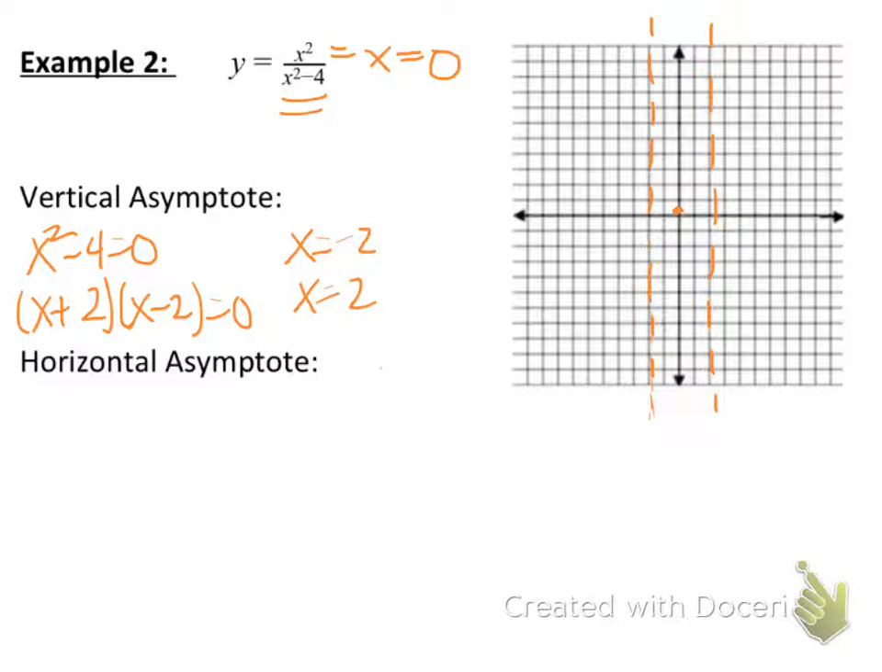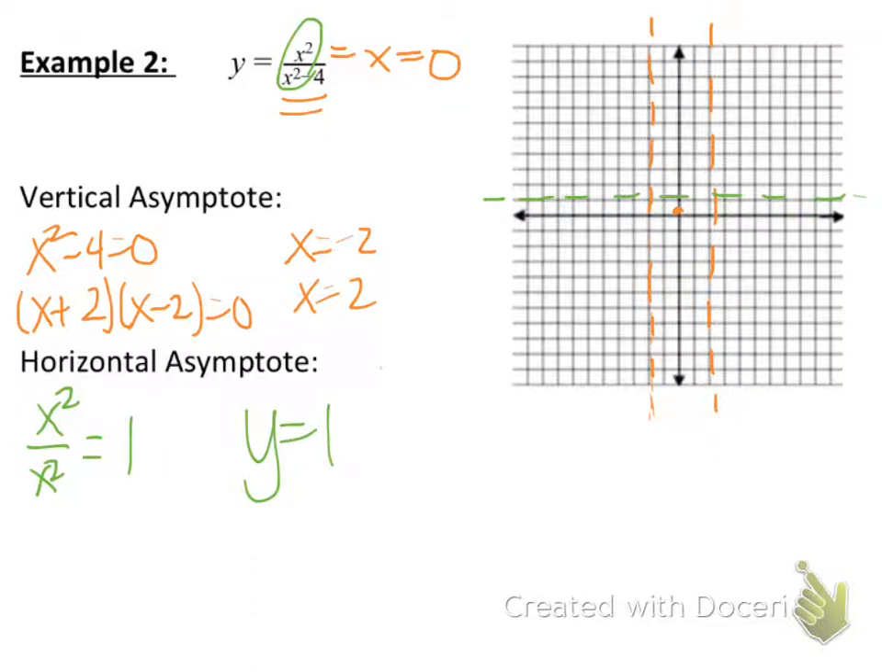And then next, our horizontal asymptote. Again, we're looking at the ratio of the highest powered term in the numerator and the denominator. And if we simplify that, we get 1. So our horizontal asymptote is y equals 1. And we can graph that horizontal line.